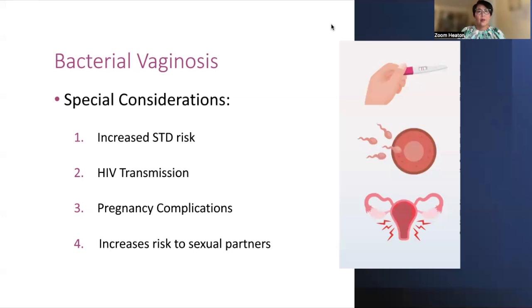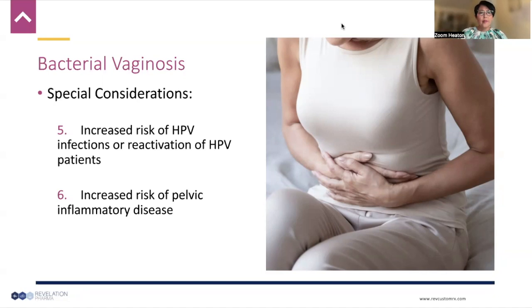And research is still undecided on whether bacteria associated with BV can be transmitted by both men and women to their partners during sex. And it does appear likely that transmission can occur in heterosexual and homosexual sex. Other considerations: increased risk of HPV infections or reactivation of HPV, and there's increased risk of pelvic inflammatory disease.